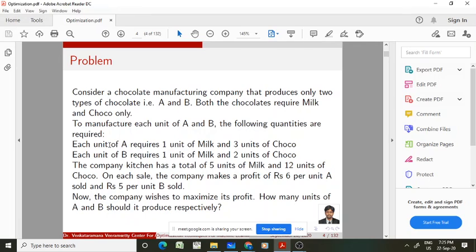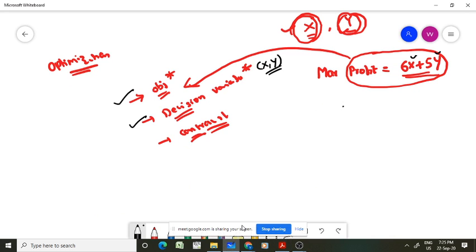See, each unit of A requires 1 unit of milk. On X units of A, it requires X units of milk. Each unit of B requires 1 unit of milk. On Y units of B, it requires Y units of milk. So the total number of units of milk required to manufacture X number of A chocolates and Y number of B chocolates is X plus Y. So these many milk units are required.